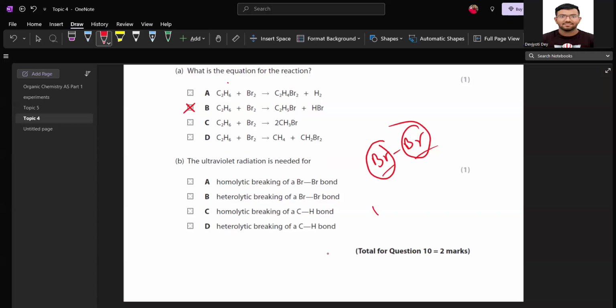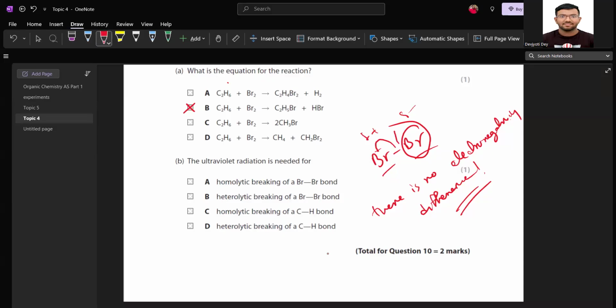All right, that means there is no electronegativity difference, right? So since there is no electronegativity difference, the polarity of the bond is basically zero. And since both of them have identical electronegativity values, when they break, each atom will take an equal share of the bonded electrons, producing radicals.